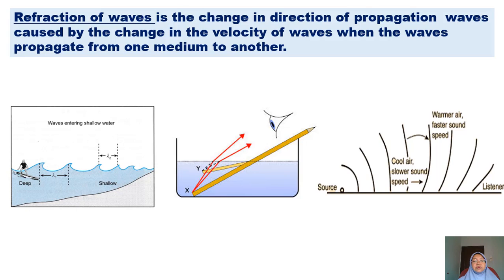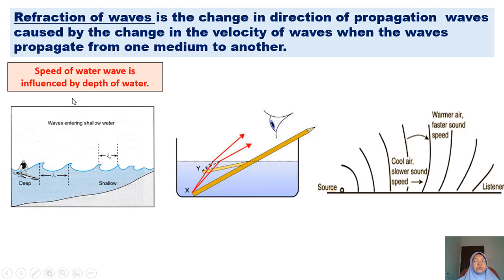So what is the refraction of wave? The refraction of wave is the change in direction of propagation of wave caused by the change in the velocity of wave when the wave propagates from one medium to another. So we are going to study three types of wave: water wave, light wave, and sound wave.